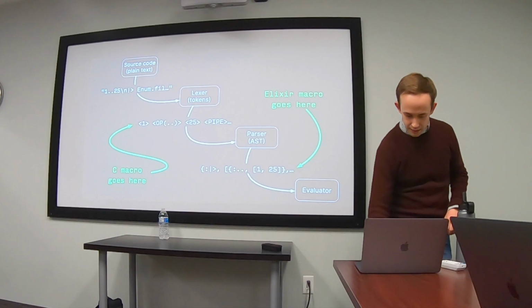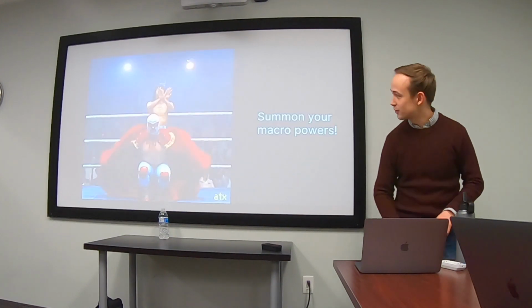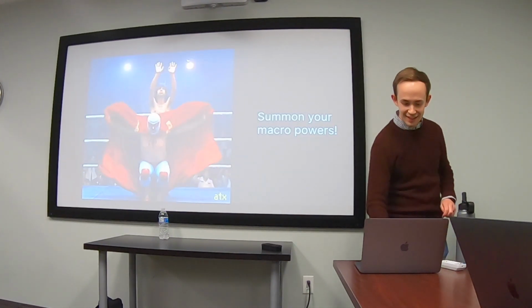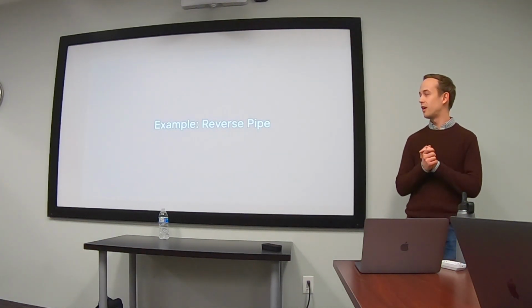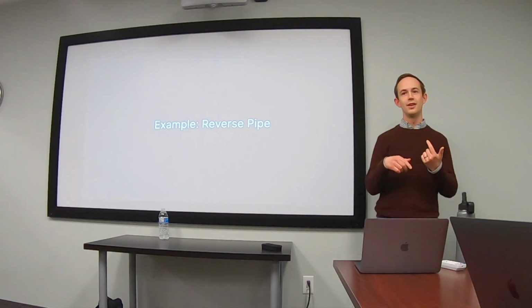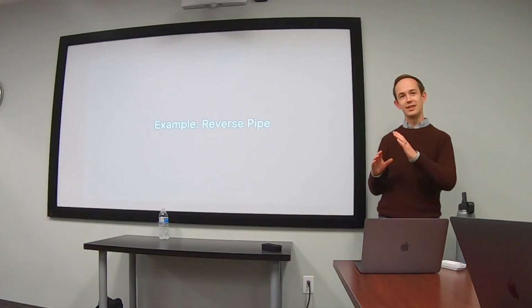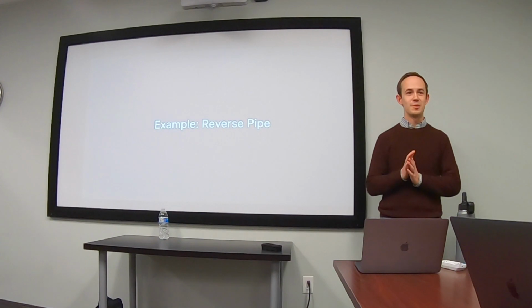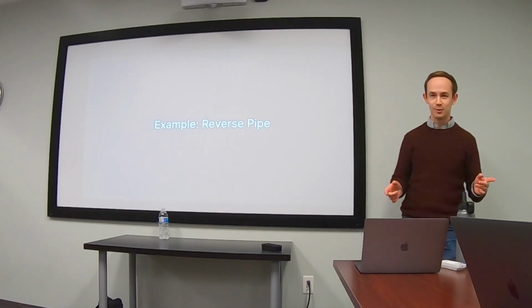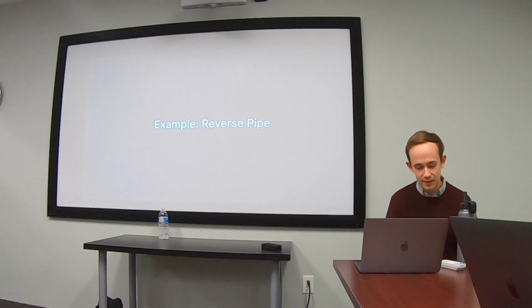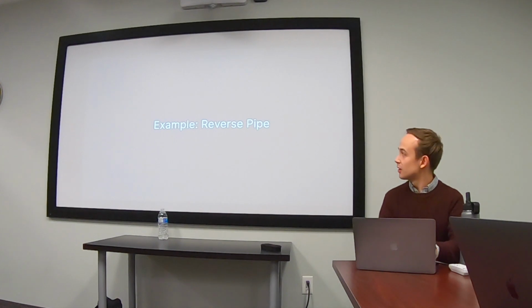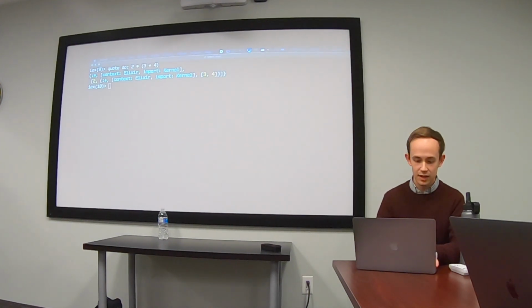Now to go a little bit deeper, I would like you all to summon your macro powers, and we are going to write our own macro. We're going to do a reverse pipe. The built-in pipe sticks arguments at the front of an argument list. If you ever wanted a pipe that could stick arguments at the back, well, we're going to do that. So come along with me to the lovely land of reverse pipes.